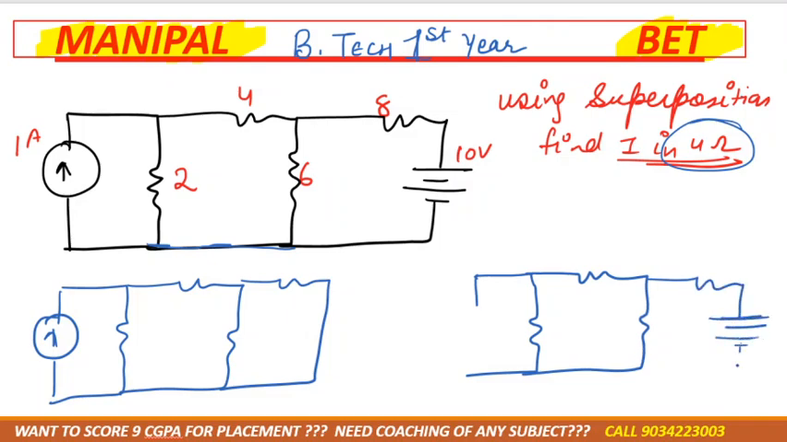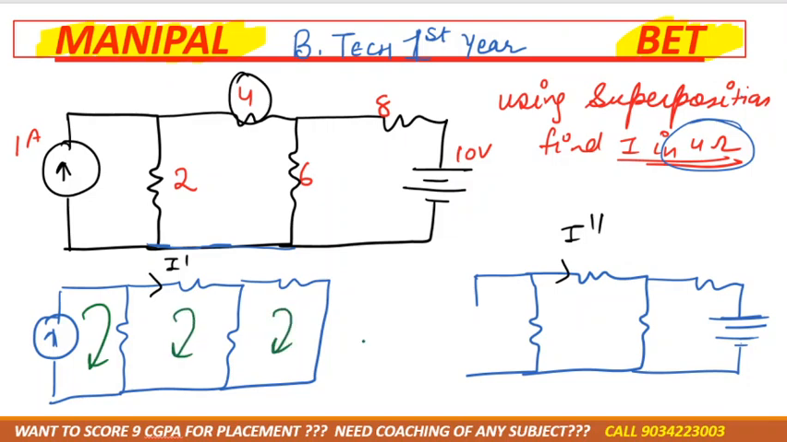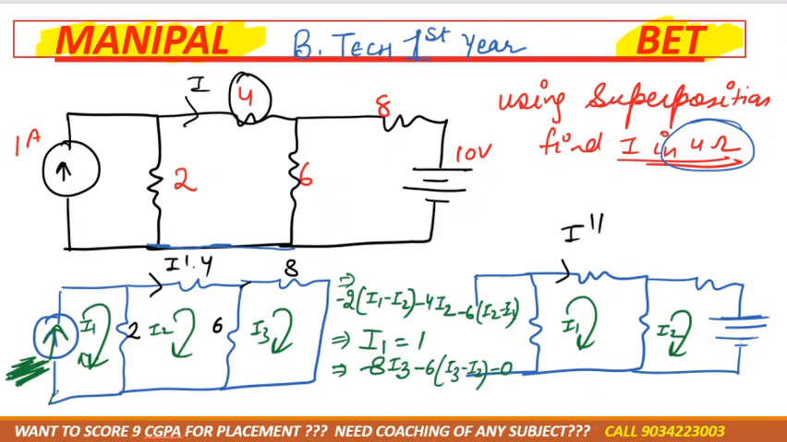Now after this we need to calculate the current in 4 ohm, so it would be I double dash, correct? Now solve this. How many equations, how many meshes will we have? 3 meshes here, I1, I2, I3, and in this one only 2 meshes, I1 and I2. Now tell me the equation for the first case and the second case as well.